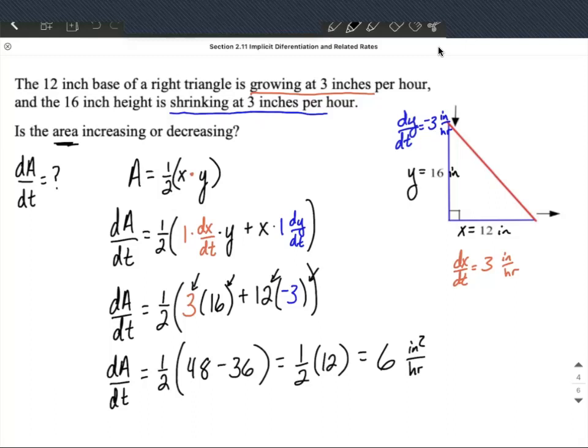So to answer their question, to finish this one up, is the area increasing or decreasing? Well, the area is changing with respect to time. It's positive 6, so it's increasing. All right, hope this helps out. Gather all your information and just take your time taking the derivatives.